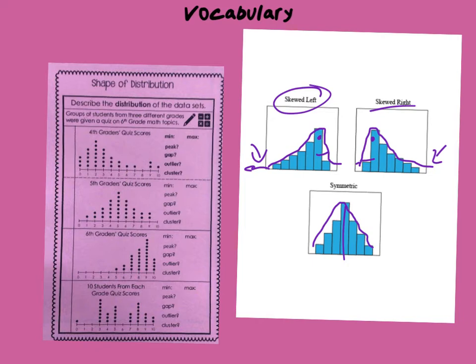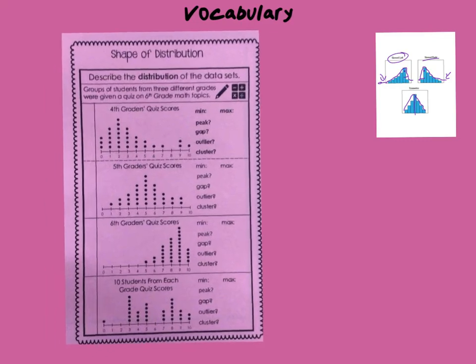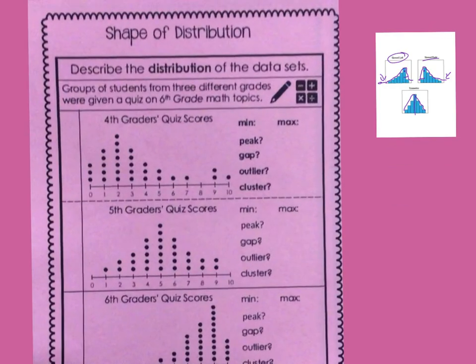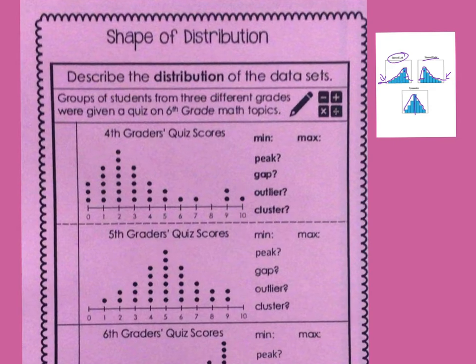So that is just kind of setting you up for what we're going to talk about right now. We're going to talk about shape of distribution, and we want to describe the distribution of these data sets. So we can use skewed left, skewed right, and symmetric to kind of categorize these. But we can also use other things, like some of the words that we are already aware of. So let's take a look at this first one.